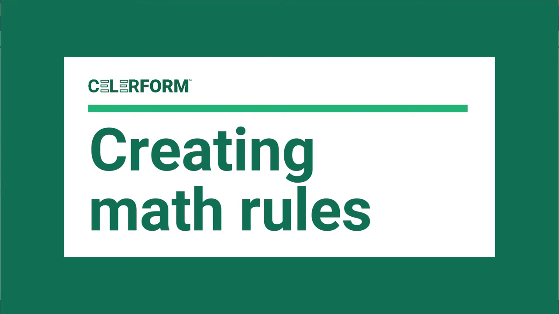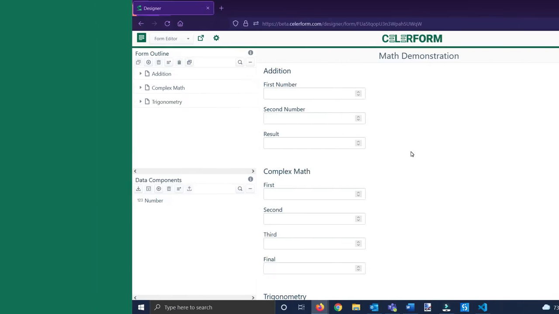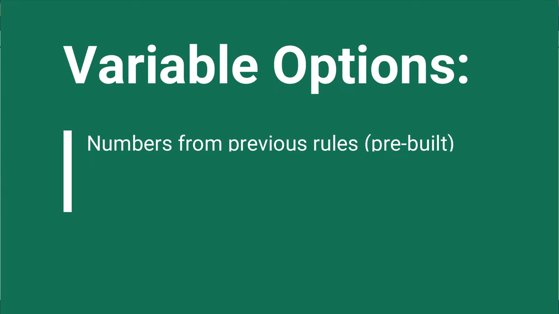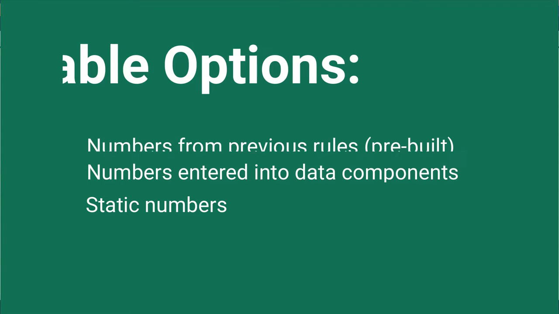This video will cover math rules within Sellerform. All math rules use the compute function. The compute function allows you to type in any algebraic equation using variables. You can then set these variables to be numbers from previous rules, numbers entered into data components, or static numbers.